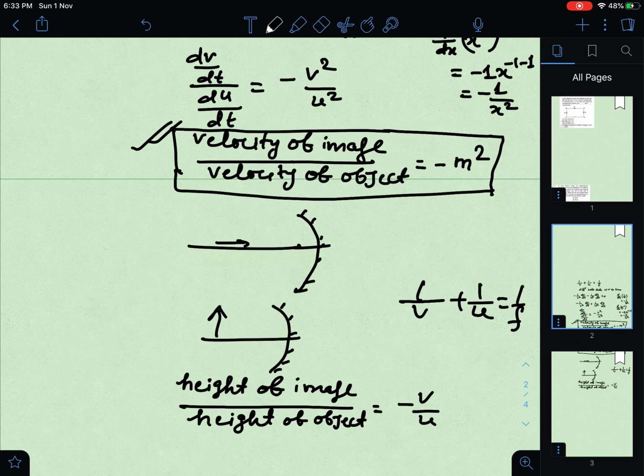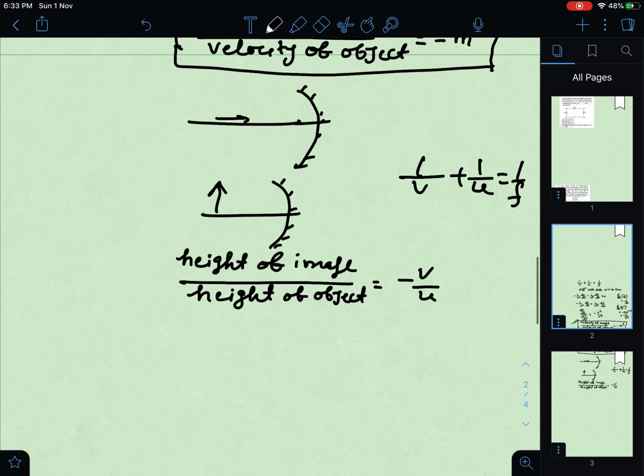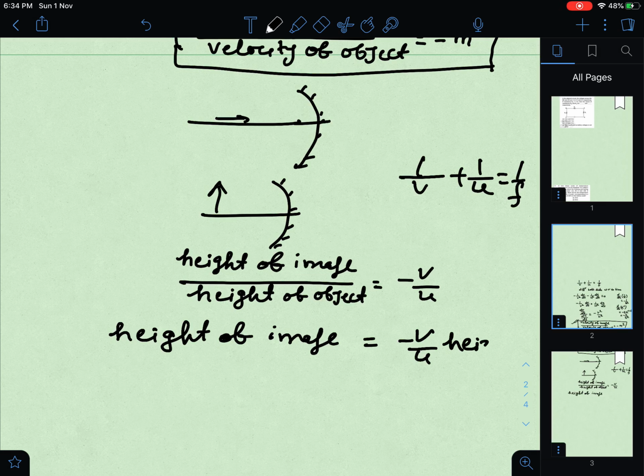If there is plus in magnification, it will be minus. In a lens, magnification is v by u. Now if I want to justify this magnification in terms of this case, what I will write: height of image is equal to minus v by u times height of object.